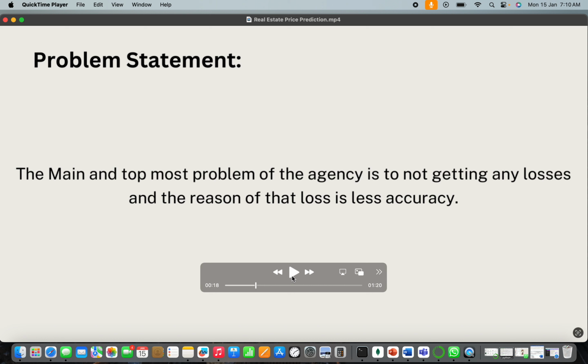So let's have a look at our problem statement. The main and topmost problem of the agency is getting losses, and the reason for that loss is less accuracy.